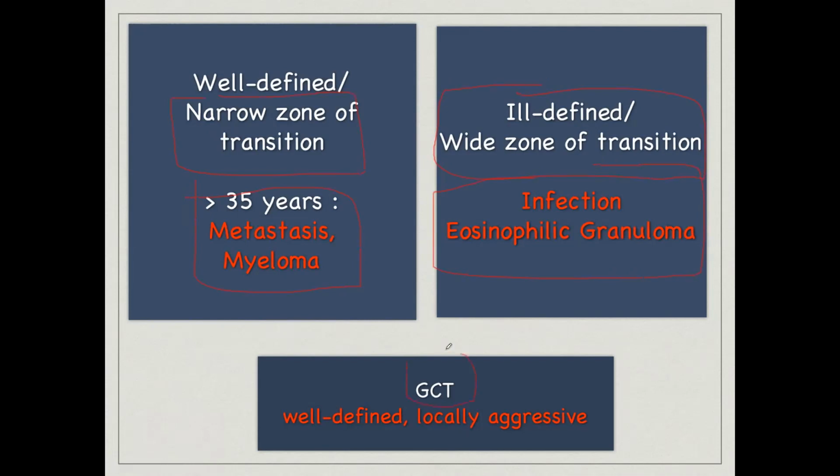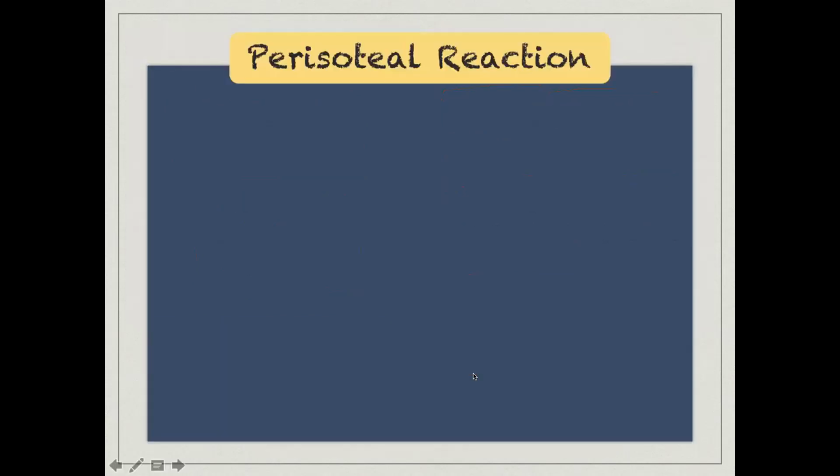GCT, you will usually see it is really well defined, but it is actually a locally aggressive lesion, and you all would be knowing it can have soft tissue deposits as well along the tract of surgery and everything. So it looks well defined. We will make it fall into narrow zone of transition, but ideally it's not a really non-aggressive lesion. It's a locally aggressive lesion.